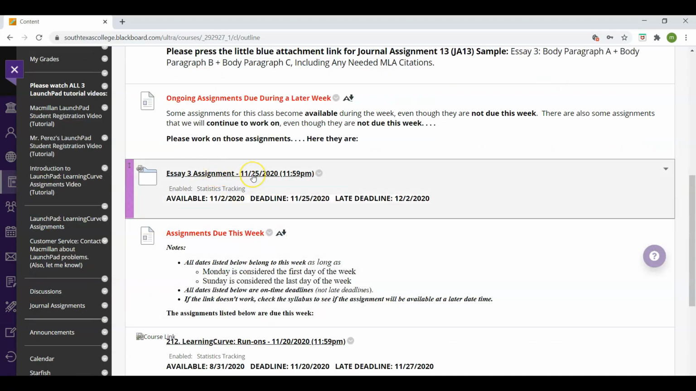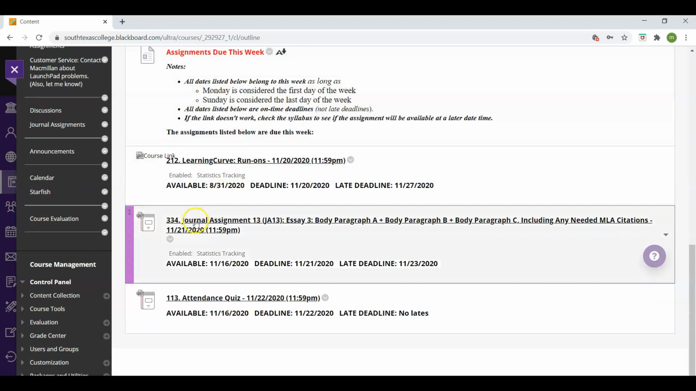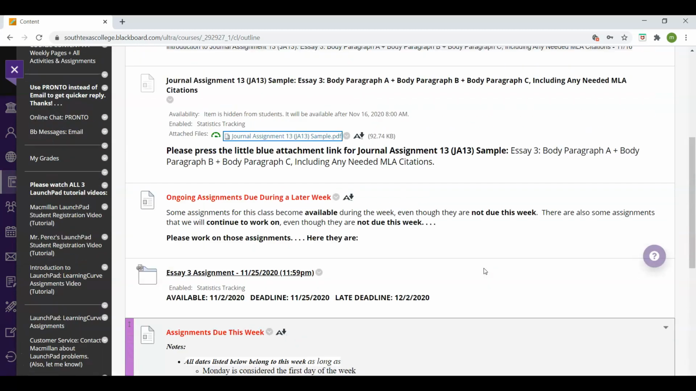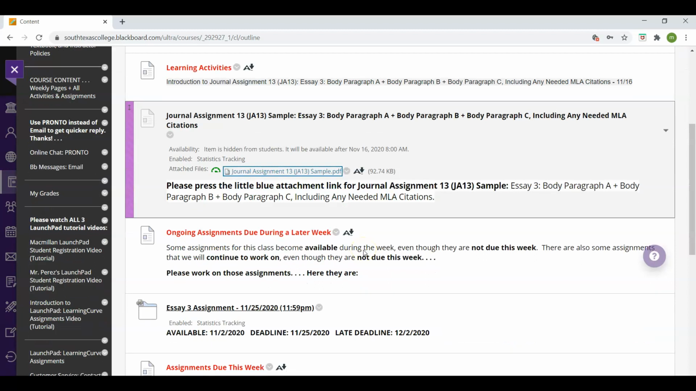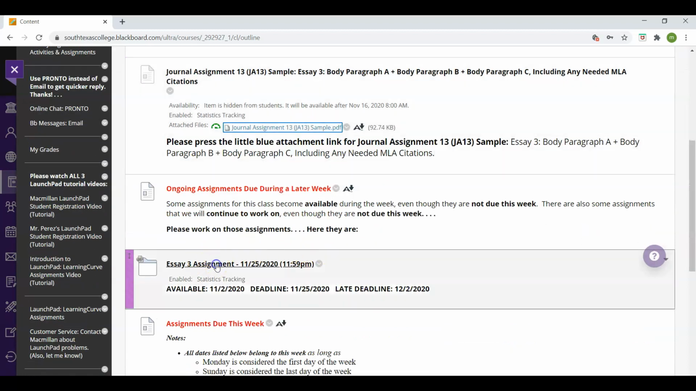Here you can see the essay 3 assignment, and I'm going to be clicking on this very soon, just a moment. And you can see toward the bottom the link to the journal assignment 13, and the dates that I've already mentioned. Okay. All right, so what I'm going to do here is let me click on essay 3.